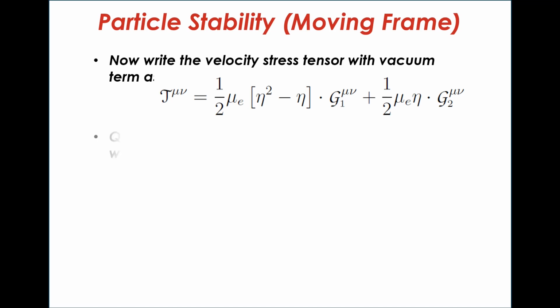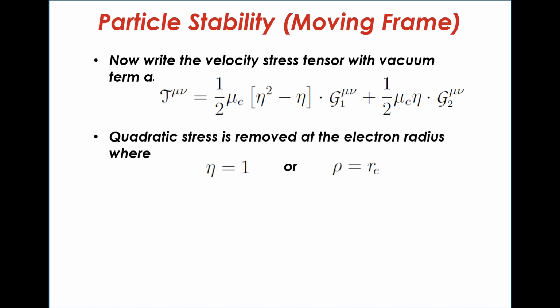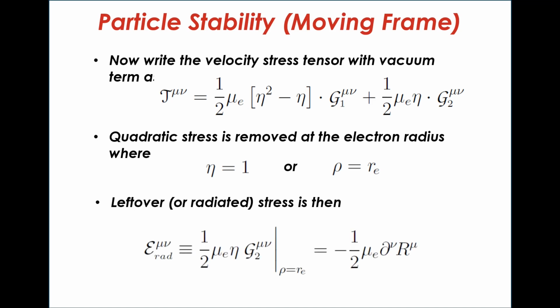By doing this, we find that the quadratic stress is removed at the electron radius defined by eta equal 1, or equivalently when rho is equal to r sub e. What's left at the particle radius is then a tensor E mu nu sub rad, which is proportional to the covariant derivative of the null vector r mu.